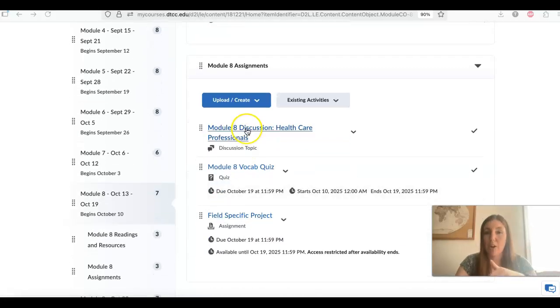So for the assignments, there is a discussion board, so make sure you get your initial post in by Wednesday. That's going to be about the readings, and you also want to mention something about your field specific project in it. And then the quiz is longer, so make sure you give yourself time. And like I said, it's that kind of review. And then the project, make sure you turn it in on time. Okay, that one's like a big assignment.